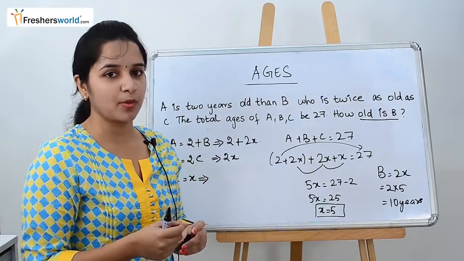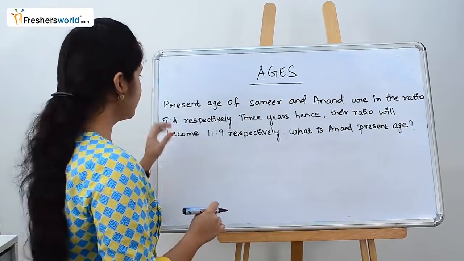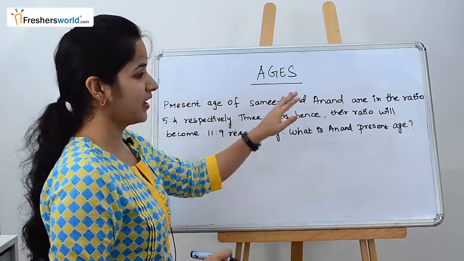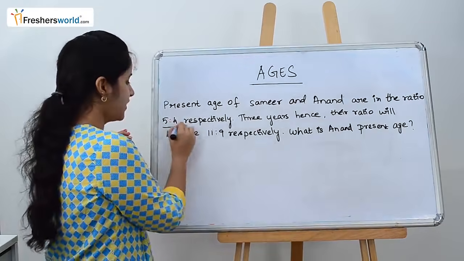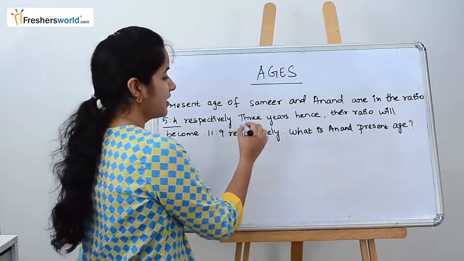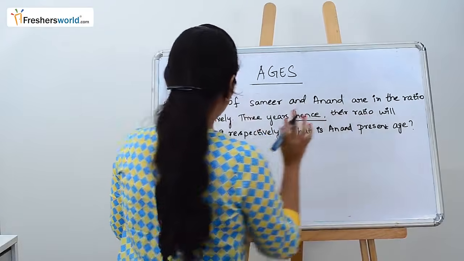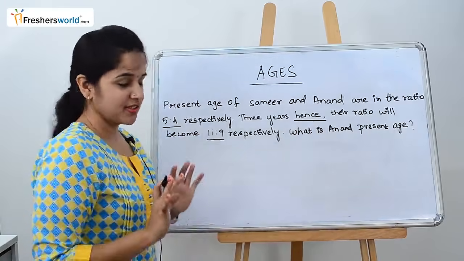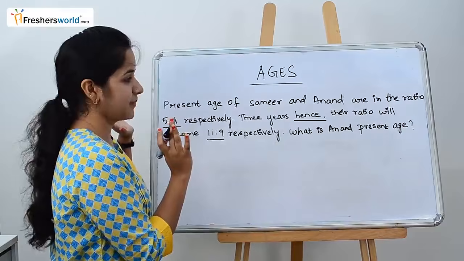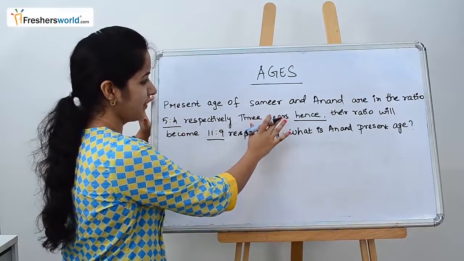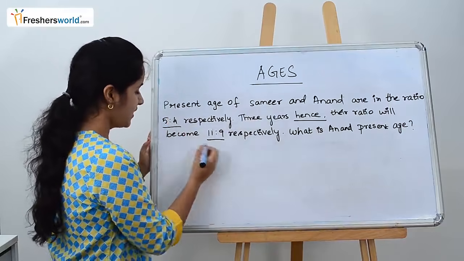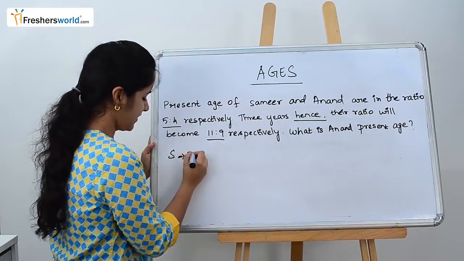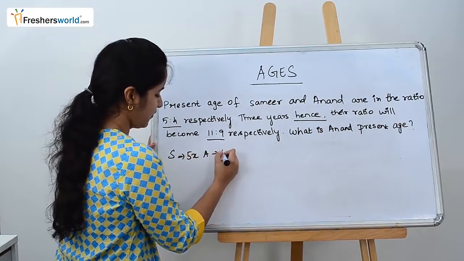Let's solve another problem. The next question that they have given is: present ages of Samir and Anand are in the ratio of 5:4 respectively. 3 years hence, their ratio will become 11:9. So what is Anand's present age? Let's write whatever is given in the first sentence. Present age they have given in the ratio of 5 and 4. Let's take for Samir it is 5x and for Anand it is 4x.